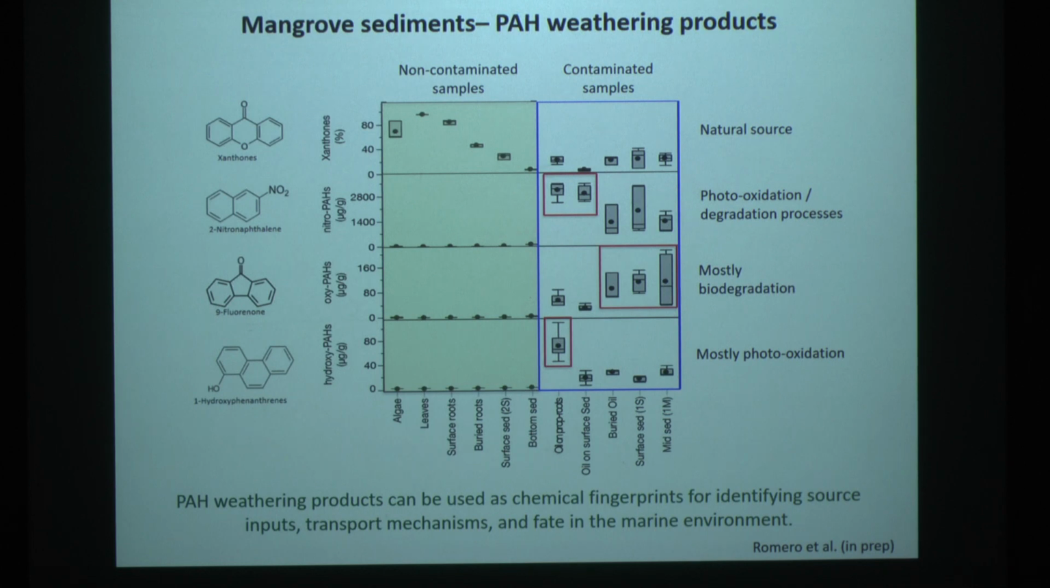In other words, using these weathering products, these specific oxidized PAH products, we can fingerprint different sources, inputs in the environment, transport mechanisms, and the fate in the marine environment. We can also use this data to do health assessments of the environment over long periods of time. A lot of times, reports look at PAHs and say they are lower or decreasing, but they don't look at the transformation products. Now we can apply this to future studies.